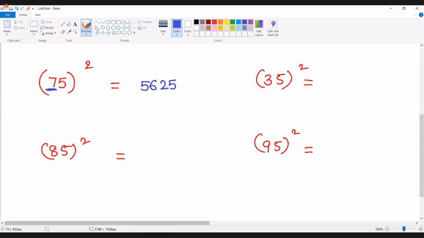Answer is 5625. 85 square is there. Leftmost digit is 8. Multiply with the next number. 8 into 9 is going to be 72. 5 square is going to be 25. Answer is 7225.